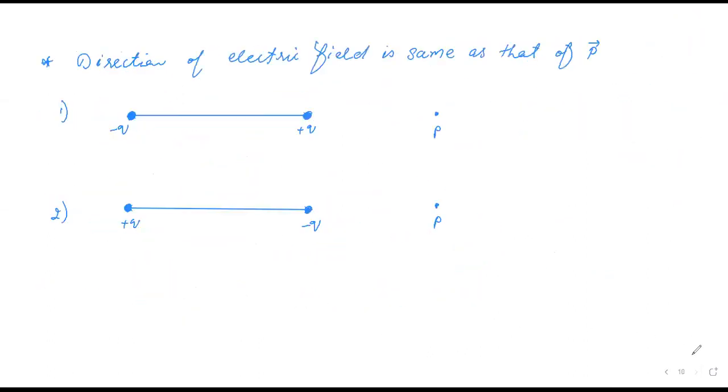Then what will be the direction in the first case? In the first case, it will be from minus Q to the plus Q charge. I mean, the direction will be along this line. So we can write here the field. This is your direction of the dipole. If this is the direction of dipole, then the direction of electric field will also be in the same direction as the dipole. This is your direction of field.